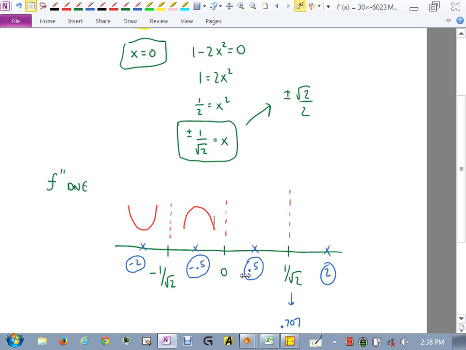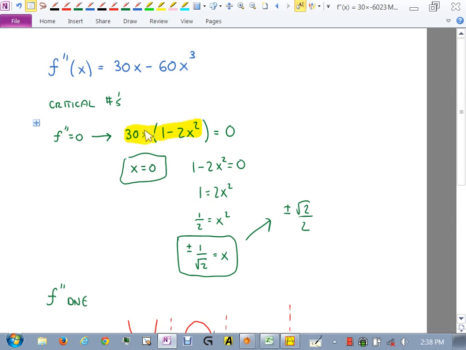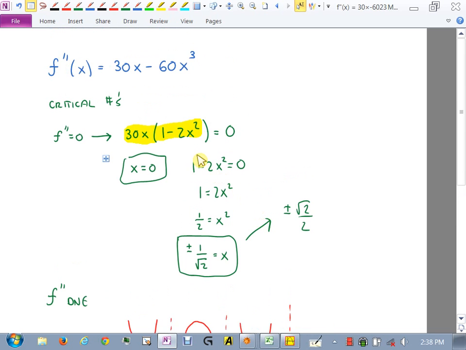Then I plug in positive 1/2. Positive 1/2 here gives me a positive number. Positive 1/2 here gives me positive again, if I do it in there. Right, because positive 1/2 is the same as negative 1/2. You're going to square it and get 1/4. Times 2 is going to give you 1/2. 1 minus a half is going to be a half. So this should be what? Positive. So concave up. And then finally plug in 2 into this.